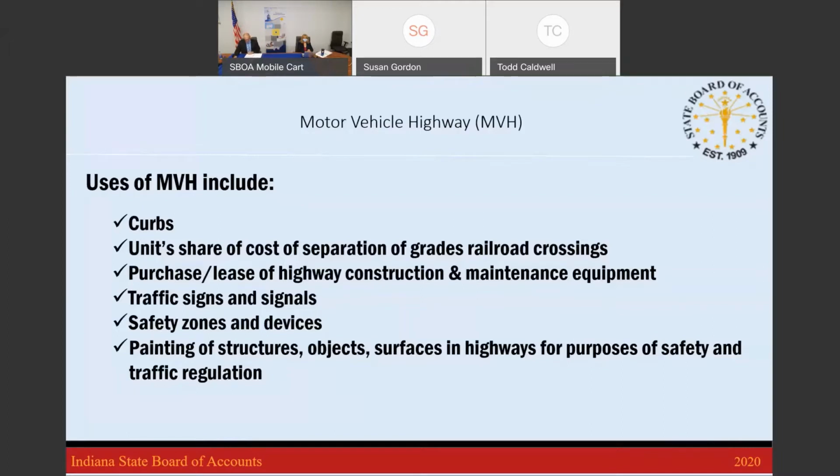And there is an exception: you can use your MVH for sidewalks that are adjacent to city or town streets. If you had a sidewalk or a path or a trail that was not adjacent to a street and it went through your park, something like that, that would not be something you could use MVH for.